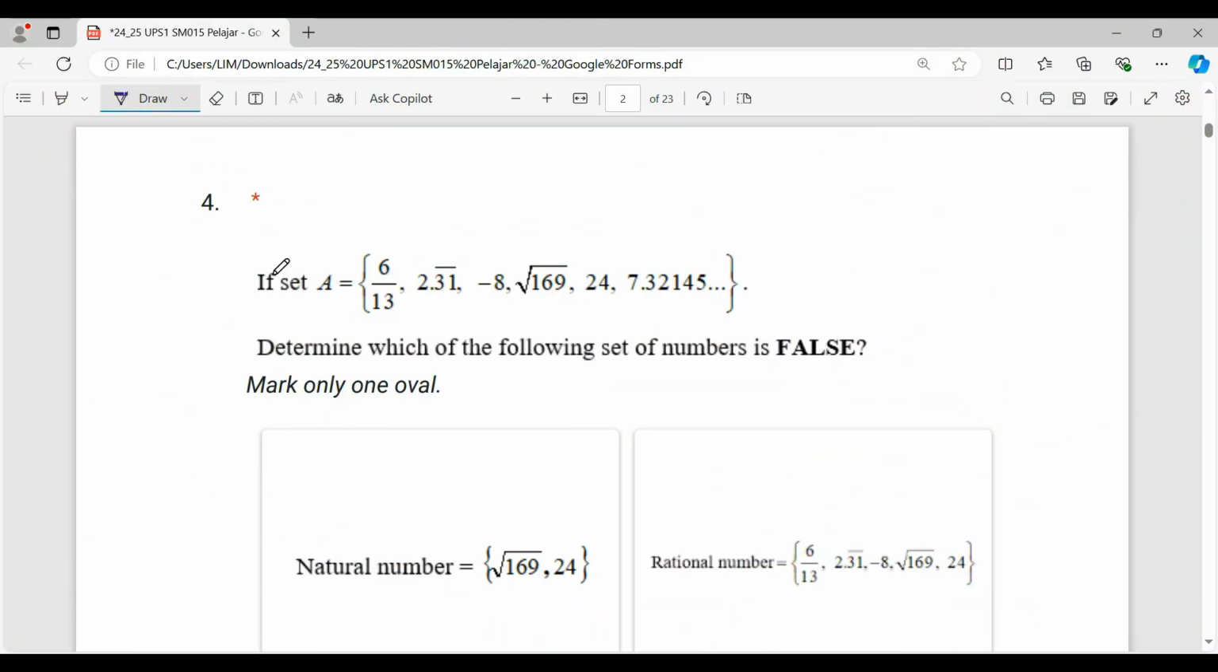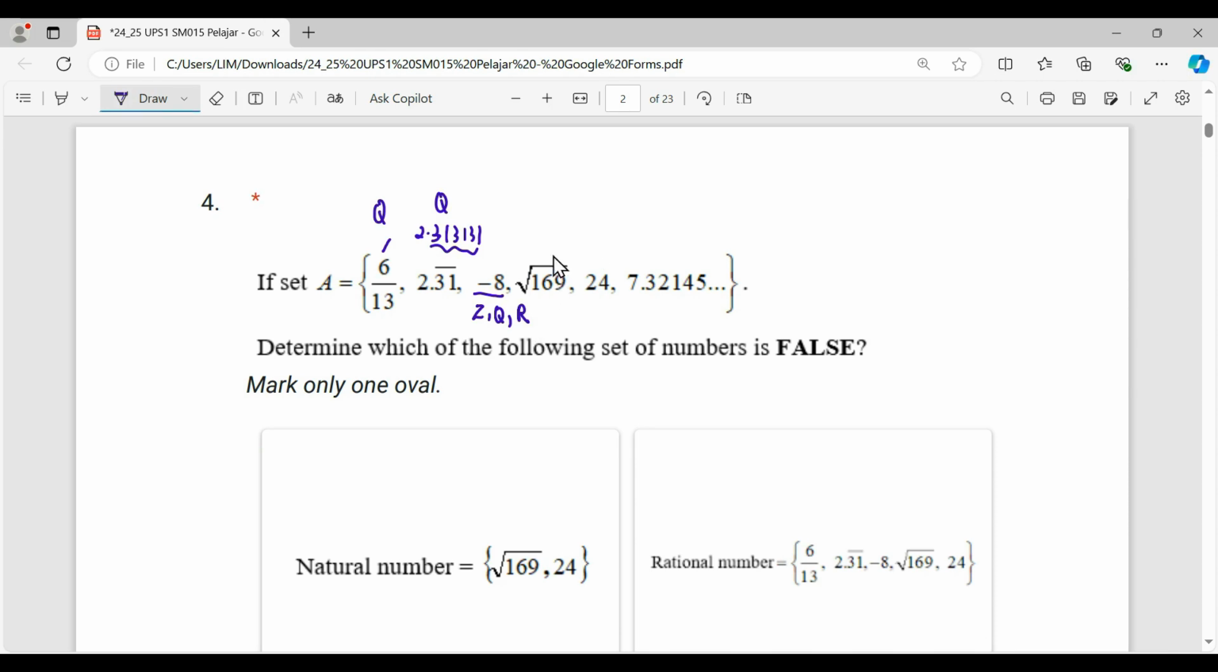For question 1, set A is given as a list of numbers, so we identify the categories of the numbers. 6 over 13 is a rational number. Then 2.31 with a bar means 2.313131..., so it has a repeating decimal, so this is also a rational. Then negative 8 is an integer, and it's also rational and a real number.